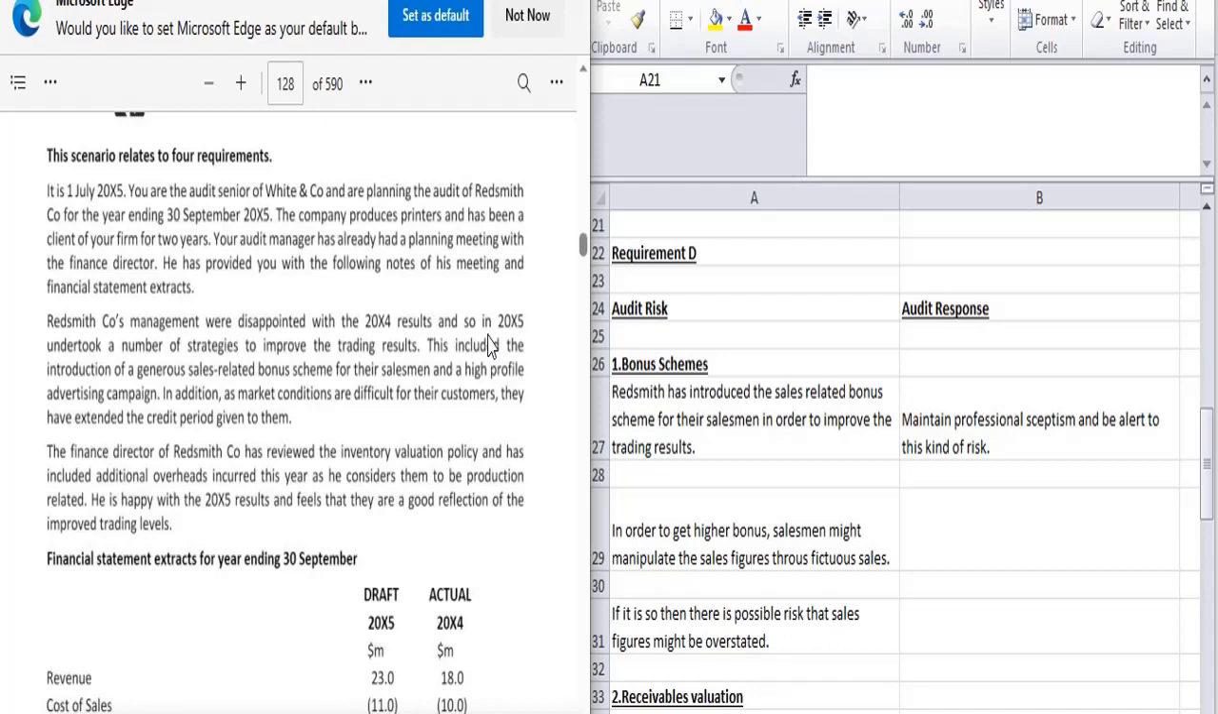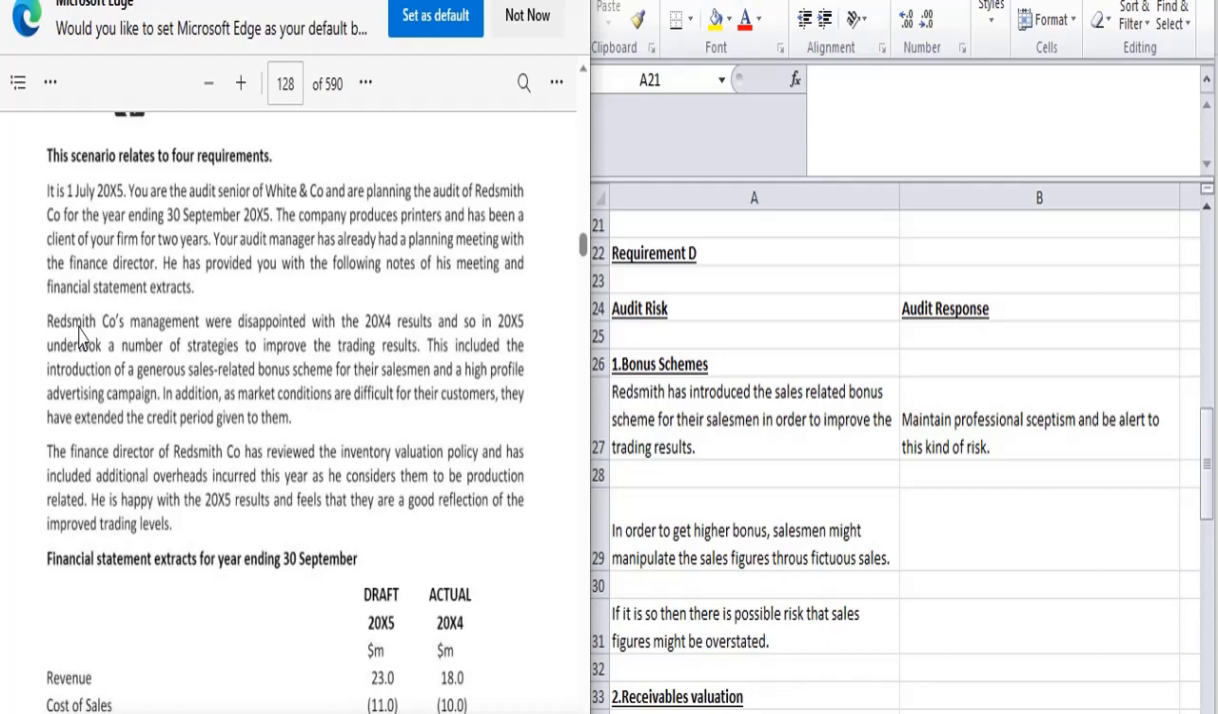I haven't mentioned that yet. We just have to write 5 audit risks. In the scenario we may find more than 5, so be sure you write those risks in which you are confident. For this kind of risk, there will be manipulation of the result. So just copy and paste from the scenario as the identification of the audit risk: Redsmith company management were disappointed with the 20x4 result, and so in 20x5 undertook a number of strategies to improve the trading result. This is our identification.